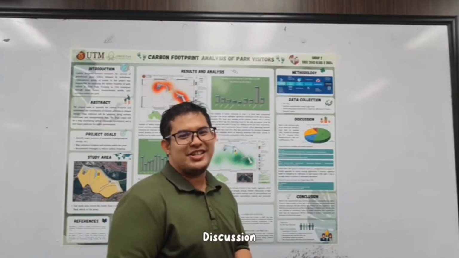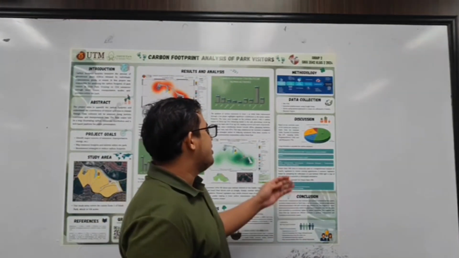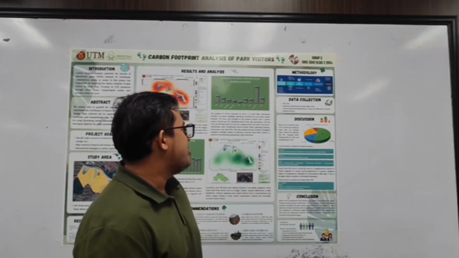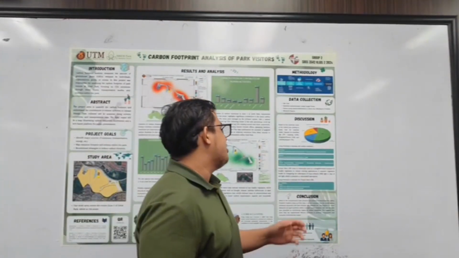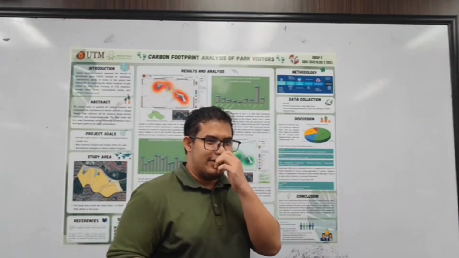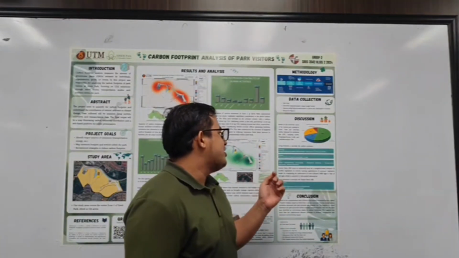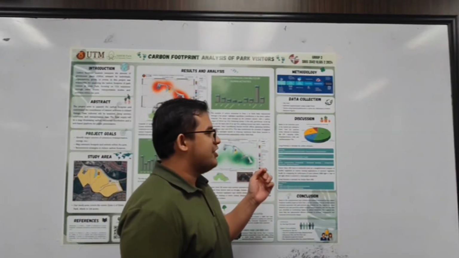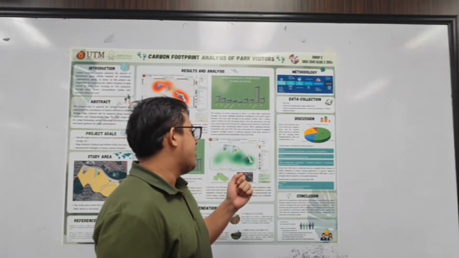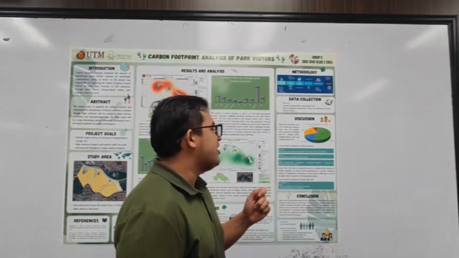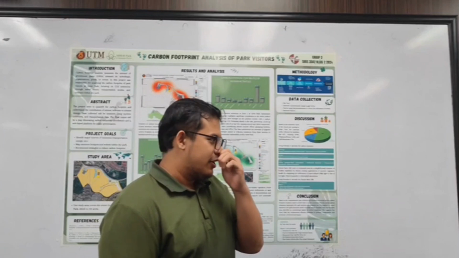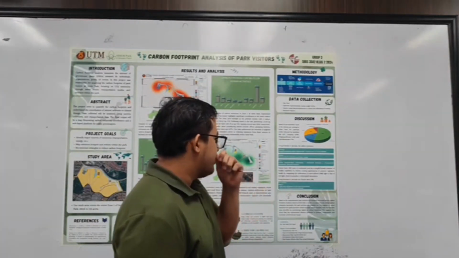What we get from the discussion at SIREH Park, based on the interview, is that most visitors come to SIREH Park for exercise, which is 54%. The second is for activities, like TV or camping. The third is programs or events, 14%, and lastly, they go to the cafe or restaurant, which is 7%.